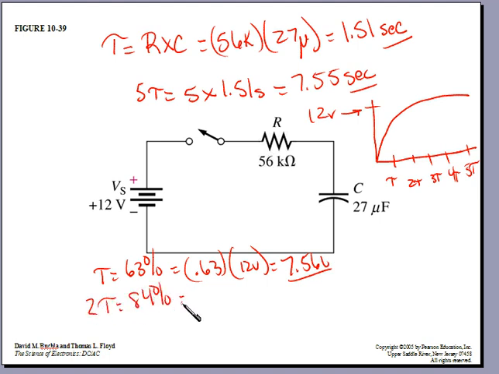And I can do this for all of the time constants. At two time constants, I believe it was 84%. So it's 0.84 times 12. You'd be at 10.08 volts.